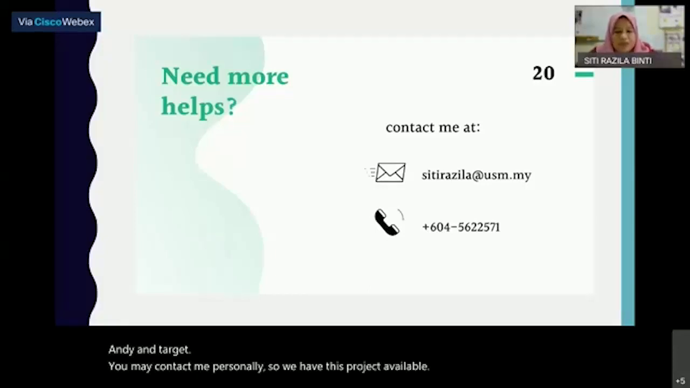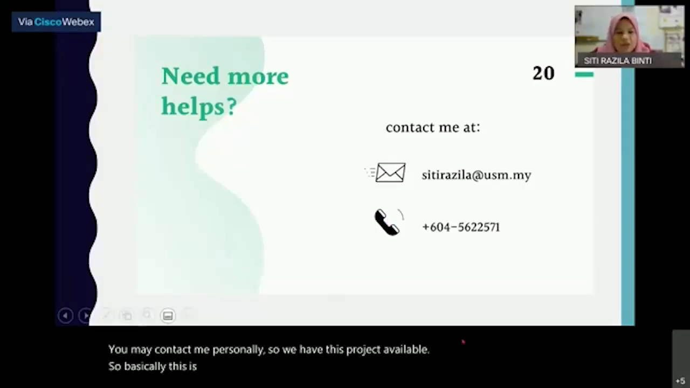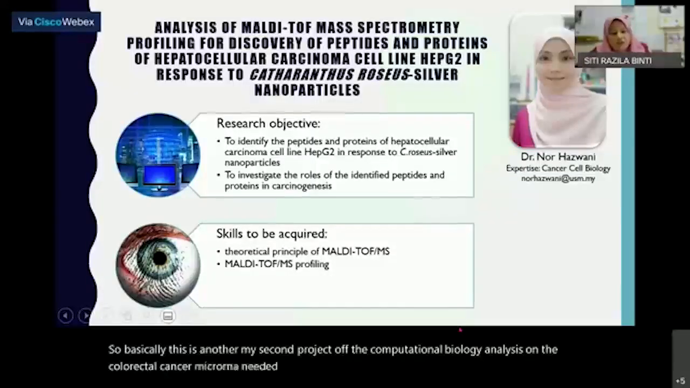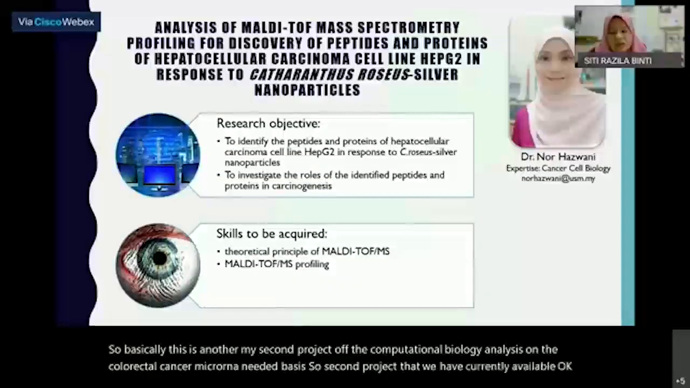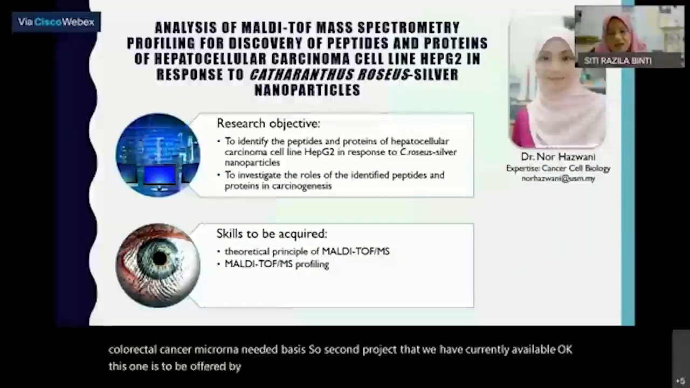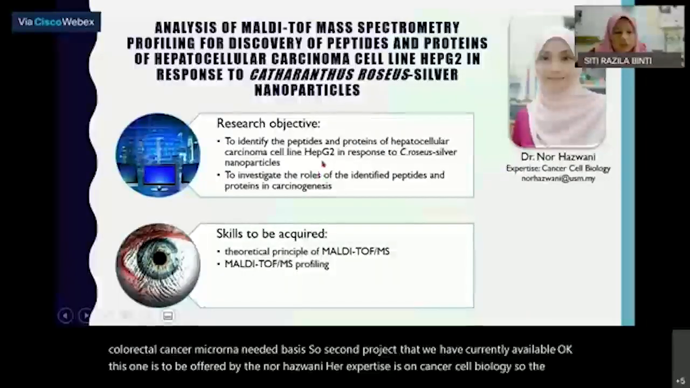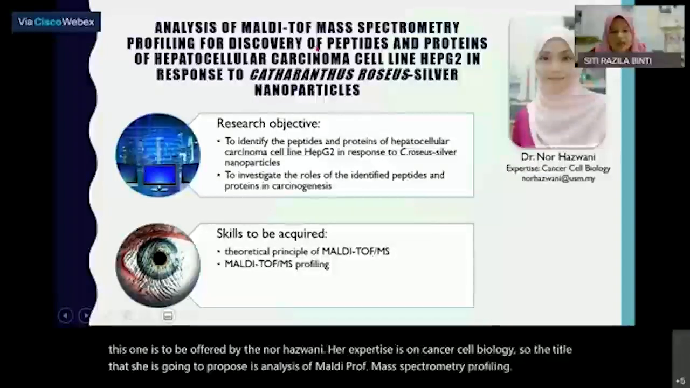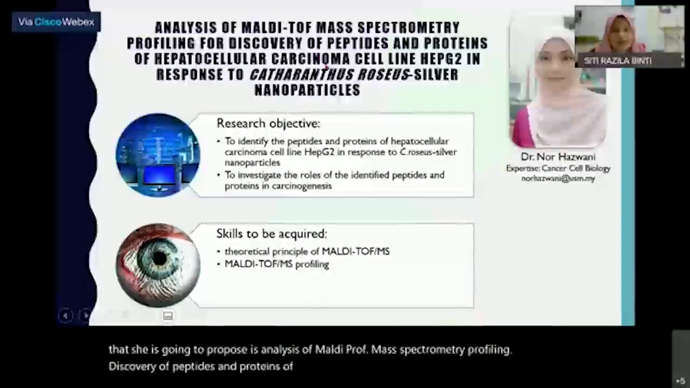Okay. So basically, this is my second project on top of the computational biology analysis on the colorectal cancer microRNA databases. The second project that we currently have available is going to be offered by Dr. Nur Hazwani. Her expertise is on cancer cell biology. The title that she is going to propose is Analysis of Multi-TOF Mass Spectrometry Profiling for Discovery of Peptides and Proteins of Hepatocellular Carcinoma Cell Line in response to Catharanthus roseus silver nanoparticles.